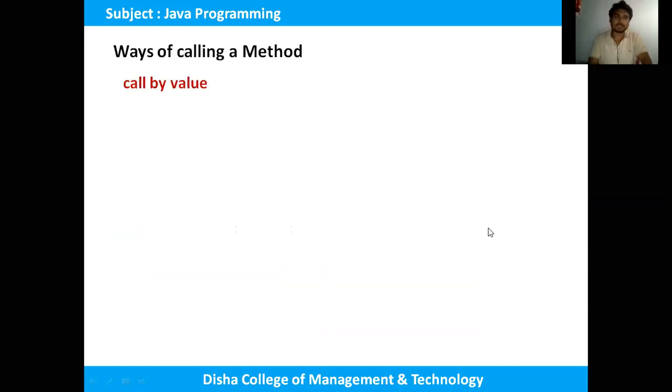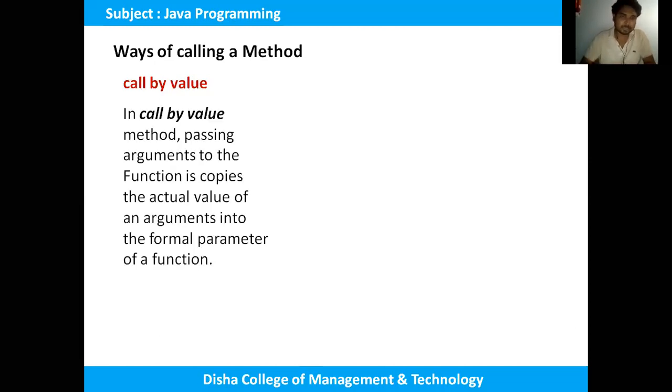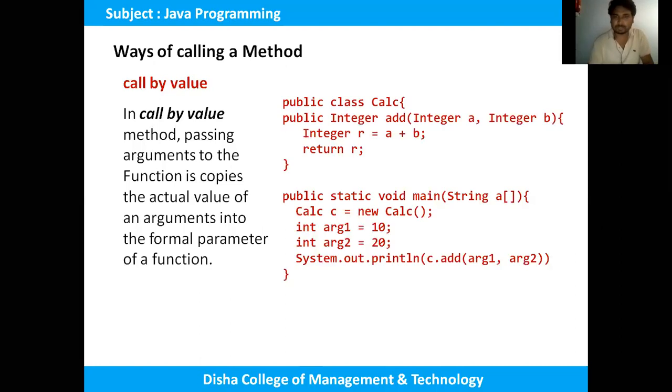So what are the different ways of calling a method, or how are we going to use the method? One way is the call by value method. In call by value, whatever value or argument is passed to the function, it simply copies the actual value of an argument into the formal parameters of the function. We'll see this through programming.